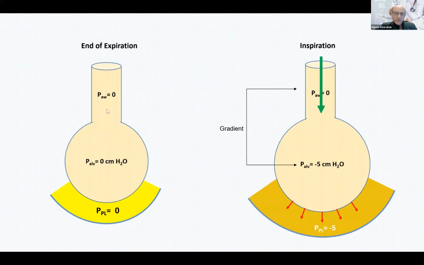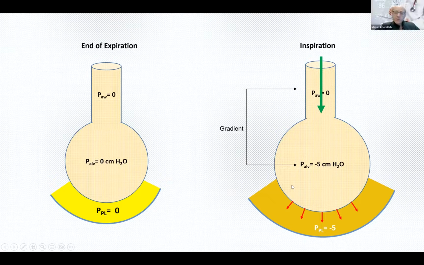So if we have this cartoon here, this is the airway pressure, and this is the alveolar pressure, and this is the intrathoracic pressure. This is at the end of expiration. We're assuming that we have zero airway pressure, zero alveolar pressure, and zero pleural pressure.